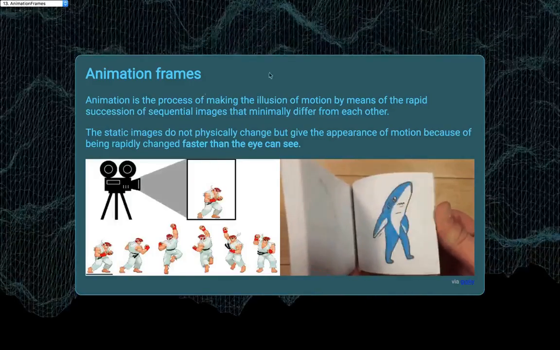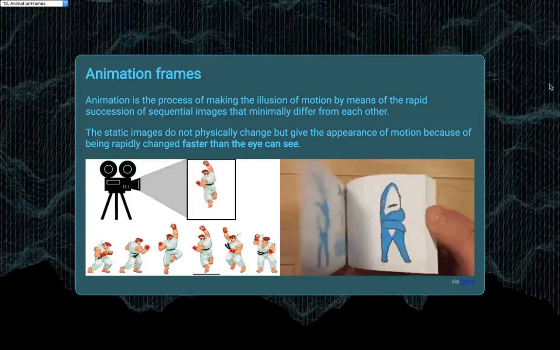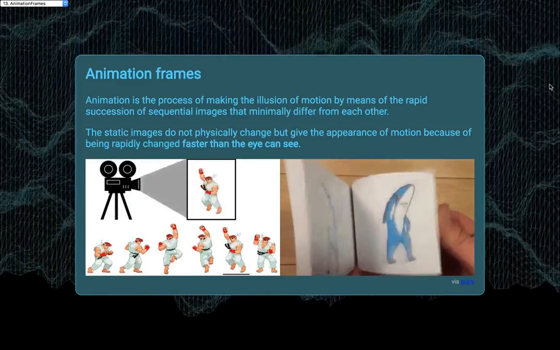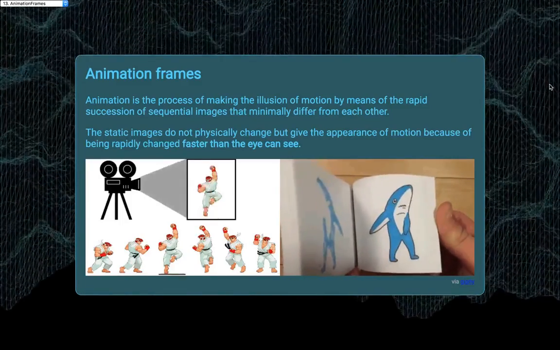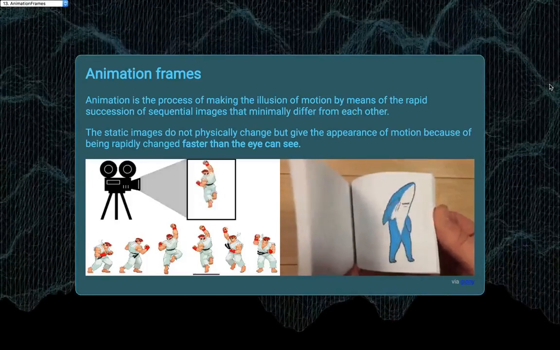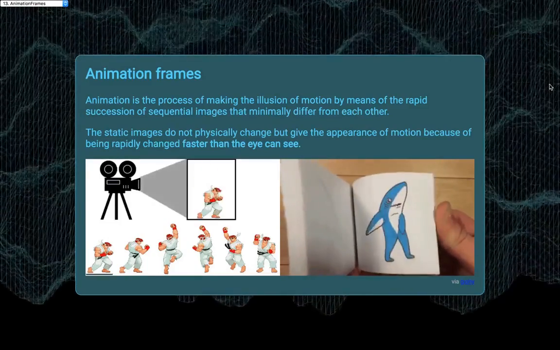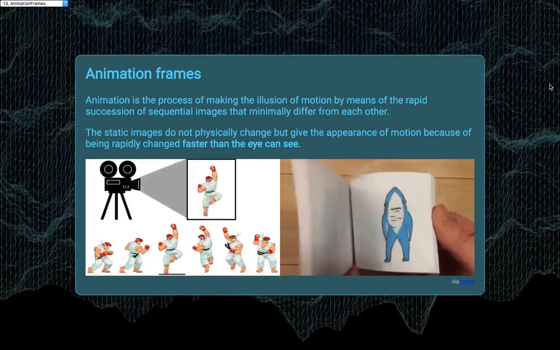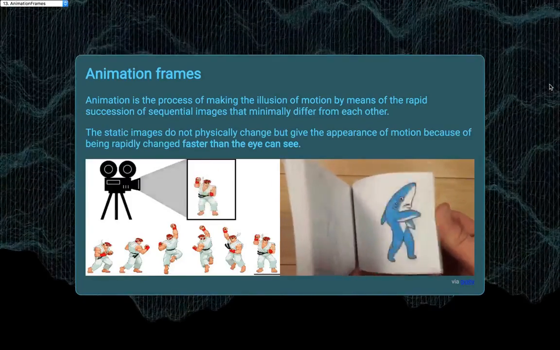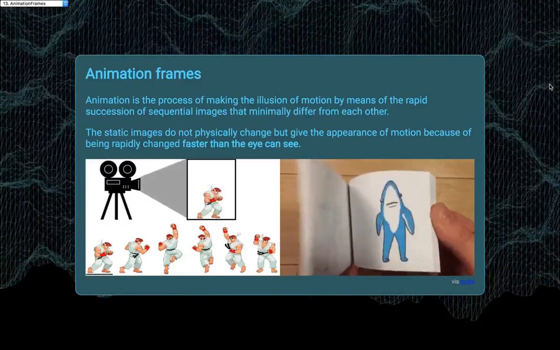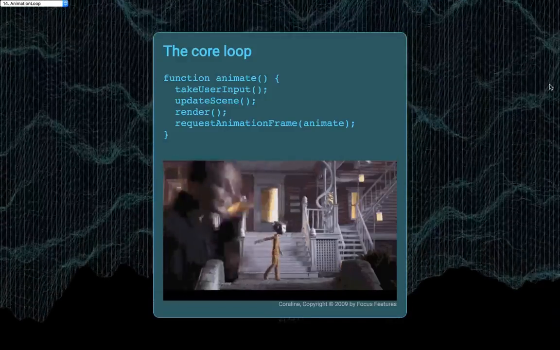Animation is really interesting. It's an illusion, right? You probably all know that. It is the illusion of motion by means of the rapid succession of sequential images that differ from each other very minimally, right? So back in the day, they used to draw these by hand, which is really painful, but the renderer does the exact same thing today, right? By painting an image on the canvas in very rapid succession, our brains sort of interpolate them, and we get the illusion of animation, right? So it sort of works like this.